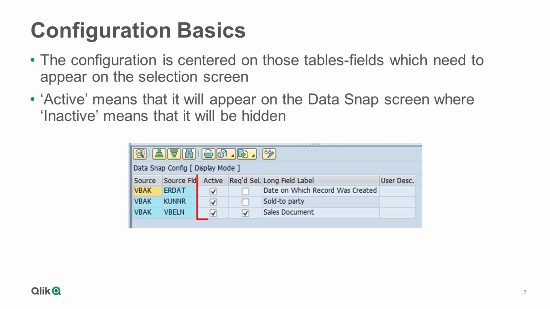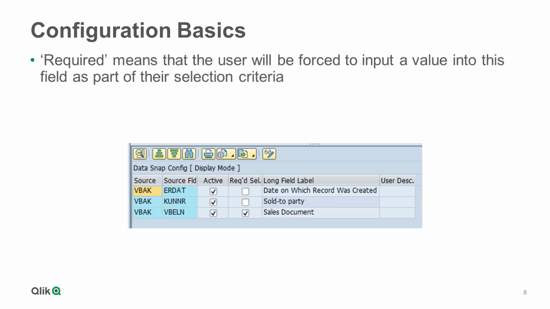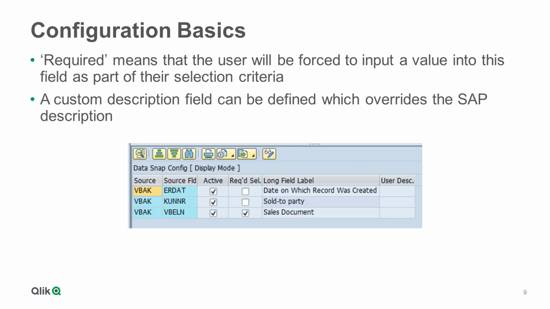Defining the entry as active means that it will appear on the DataSnap screen, where inactive means that it will be hidden. Defining the entry as required means that the user will be forced to input a value into this field as part of their selection criteria. There is also a field where a custom description can be defined which overrides the SAP description that appears on the DataSnap screen. This option may be useful on an occasional basis.